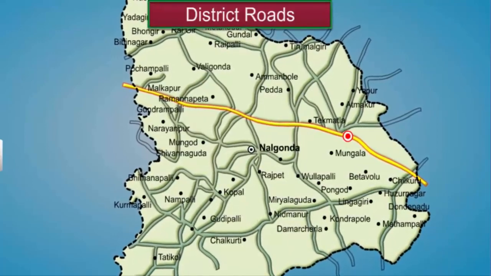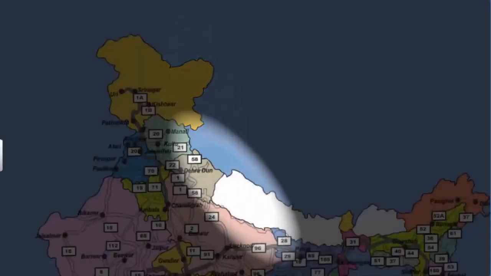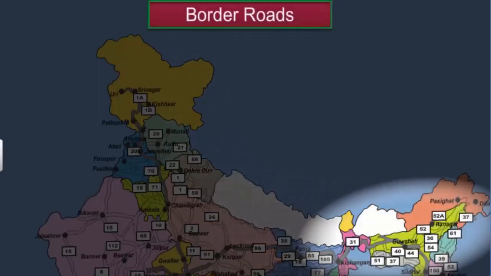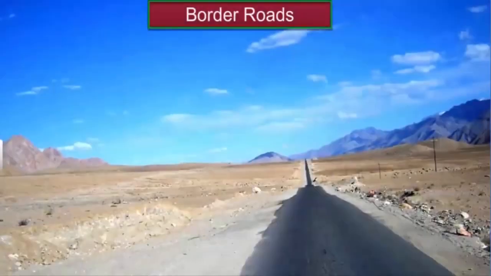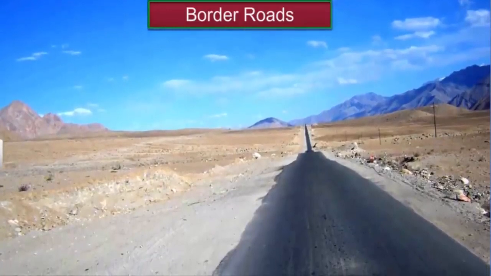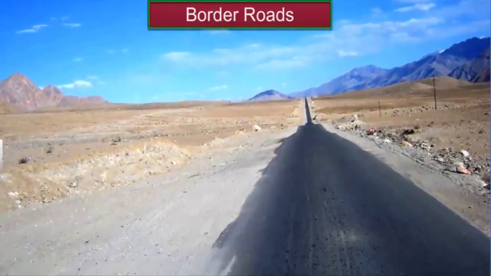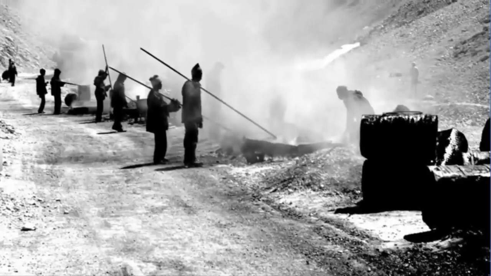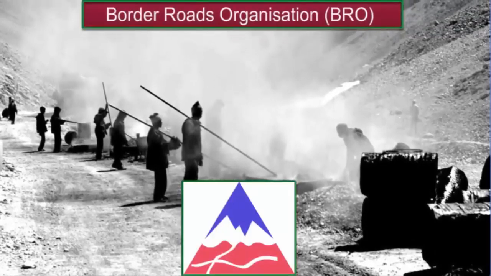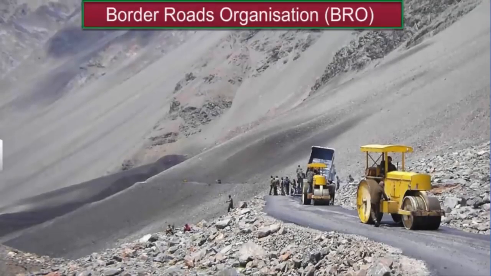The roads that run close to India's international border in the north and northeastern parts of the country are called border roads. The construction of these roads has linked remote areas with the Indian mainland and contributed to their economic development. Border roads are constructed and maintained by the Border Roads Organization that was set up in 1960. BRO has constructed roads of strategic importance to India in some of the most inhospitable conditions.